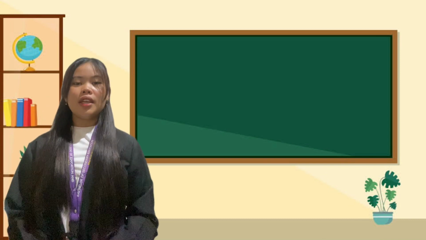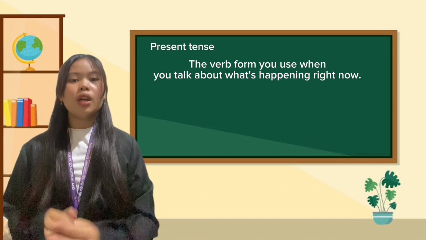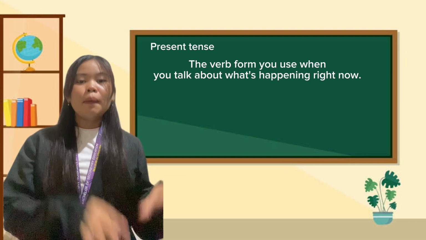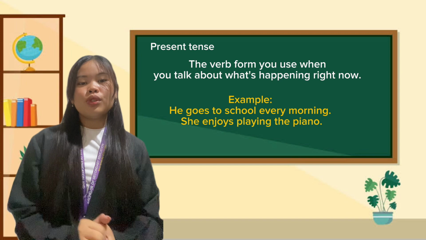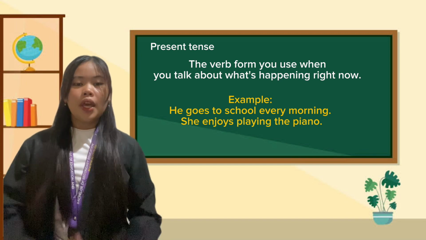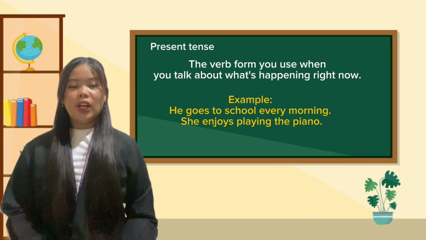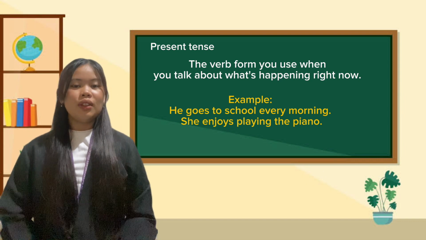Okay, so when we say present tense, class, it is the verb form you use when you talk about what's happening right now, or it's like happening right now. So for example, he goes to school every morning. She enjoys playing the piano. So these are the examples. Now let's use the present tense in passive and active voice.